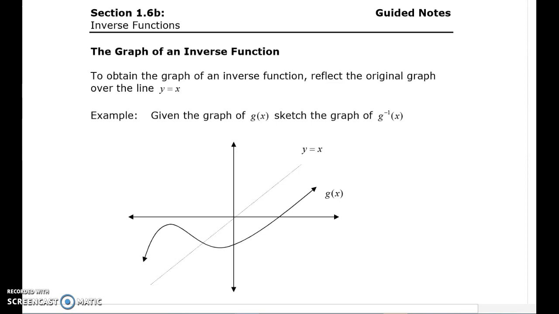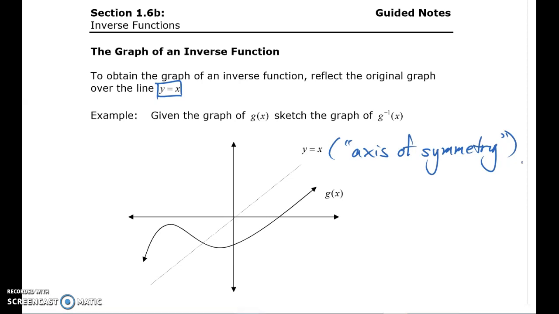So to obtain the graph of an inverse function, we reflect the original graph over the line y equals x. Let's highlight this. So y equals x, I like to deem it as the quote-unquote line of symmetry or axis of symmetry. It's my informal definition, or I guess you could say just my approach to dealing with inverses. Put quotes around axis of symmetry, for no other reason than that's my way of saying it.